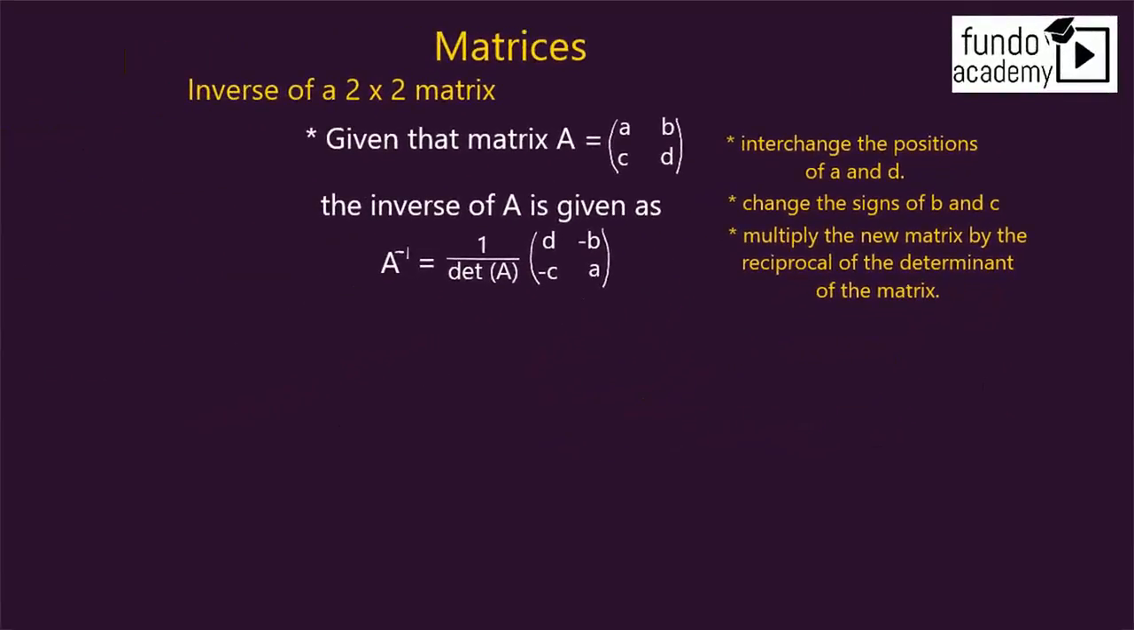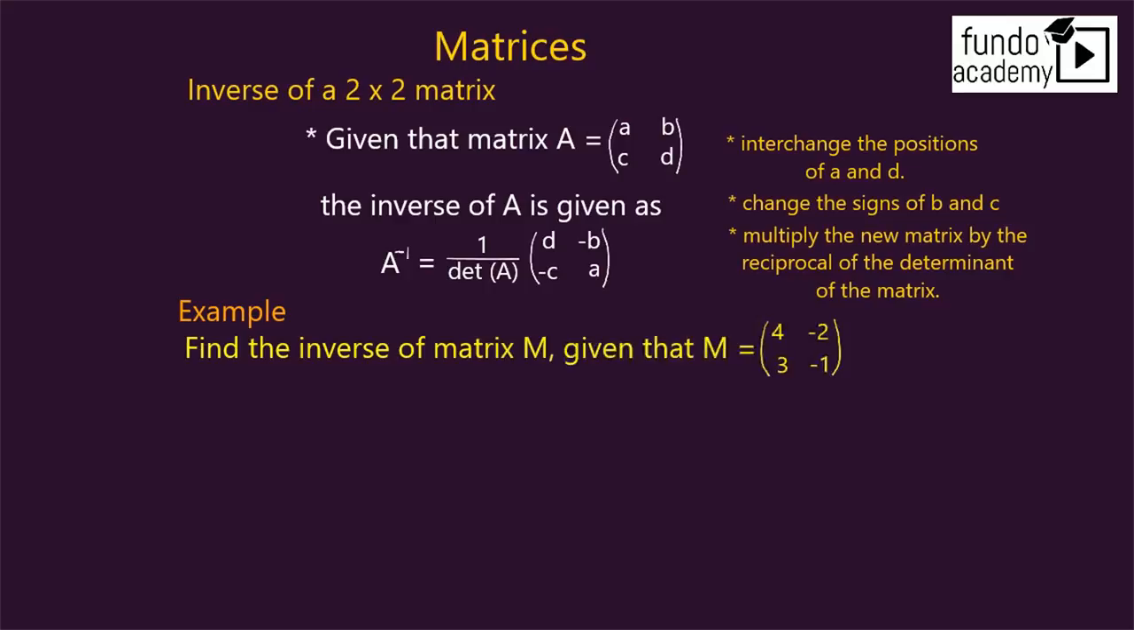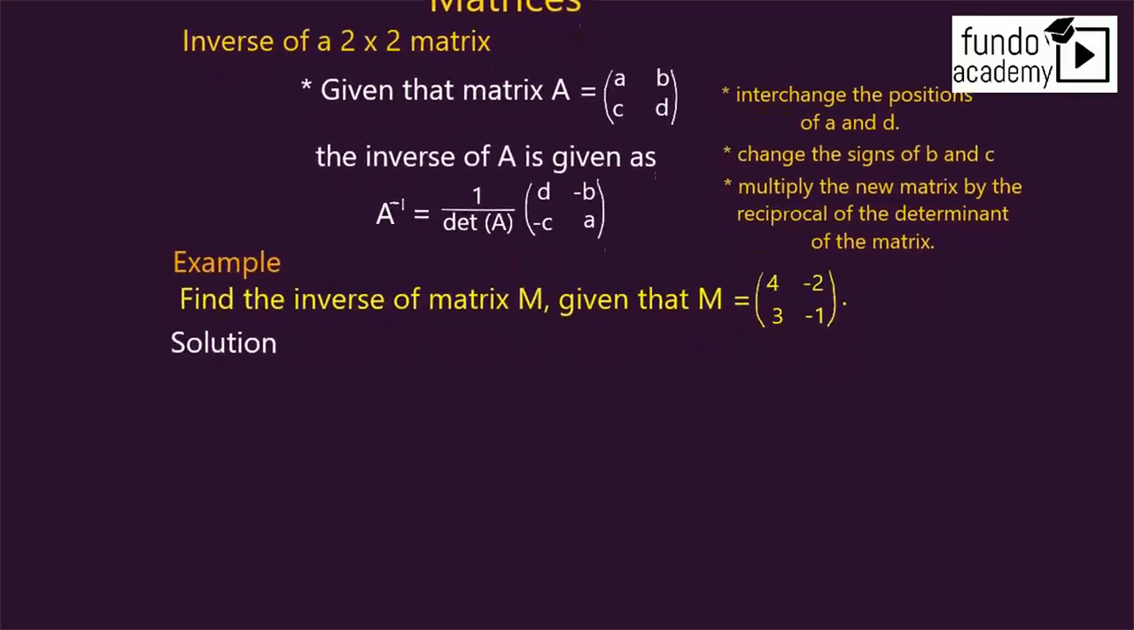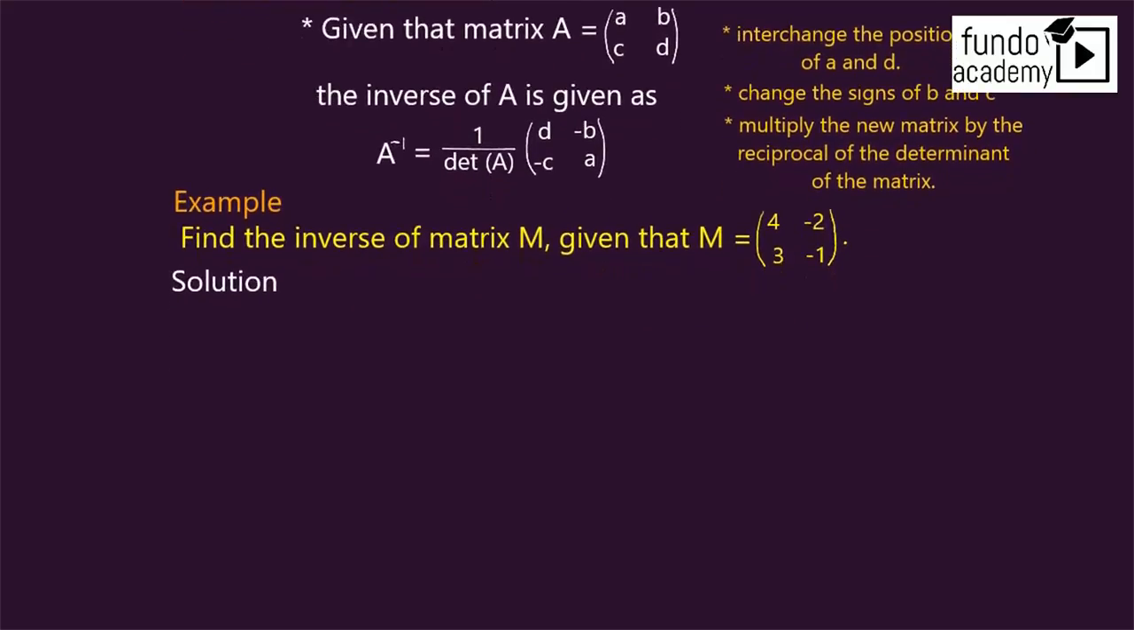Let's have an example. In our example, we want to find the inverse of our matrix M, where M is equal to 4, -2, 3, -1. That's a 2 by 2 matrix. How do we do it? With our matrix M, we first find the determinant of M.